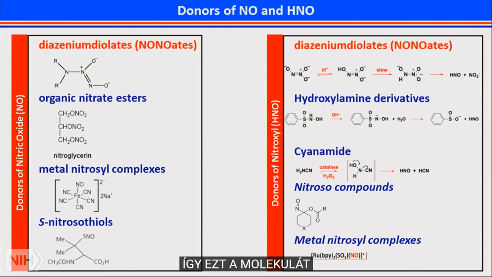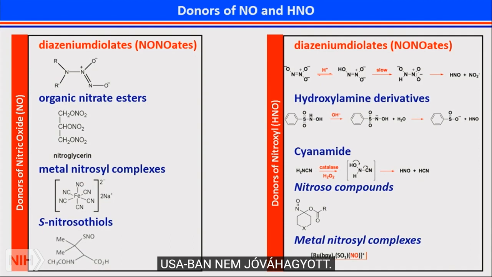The other molecule used as an HNO donor, mainly for treatment of alcoholism, is cyanamide. This is catalyzed by the catalase enzyme, which then releases HNO. But one of the side effects of this molecule is the production of HCN. For treatment of alcoholism, it is approved in Japan and European countries, but in the US it's not approved.